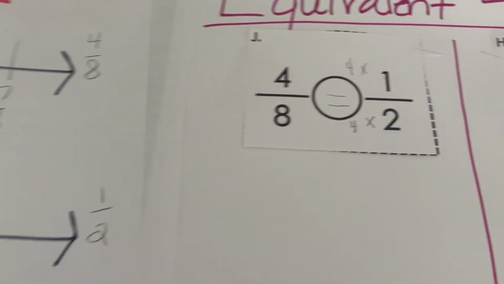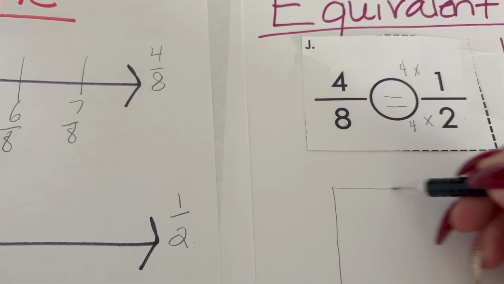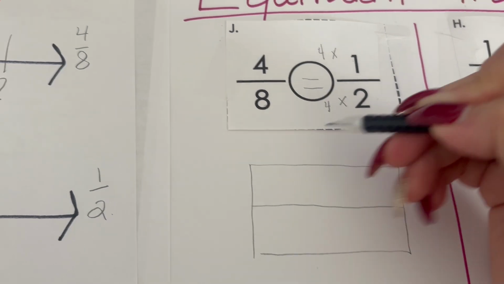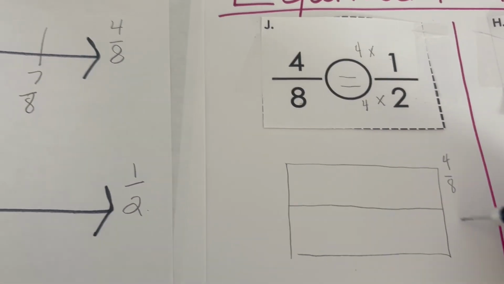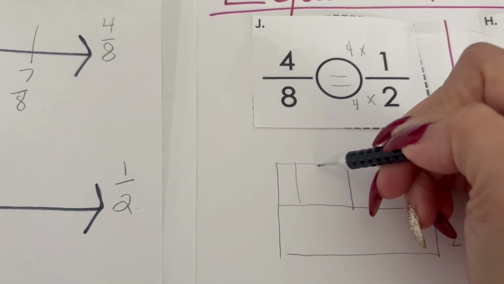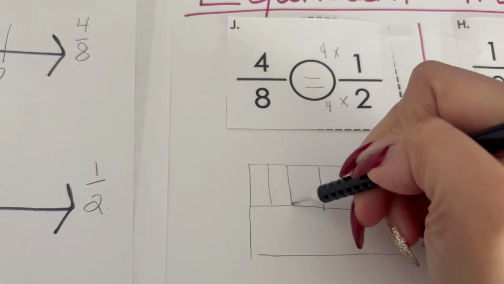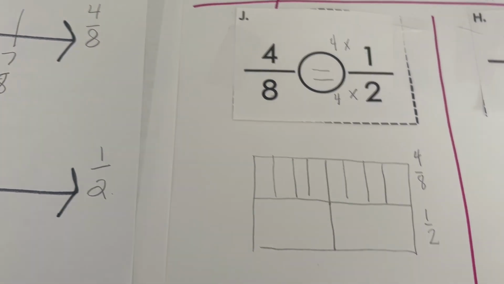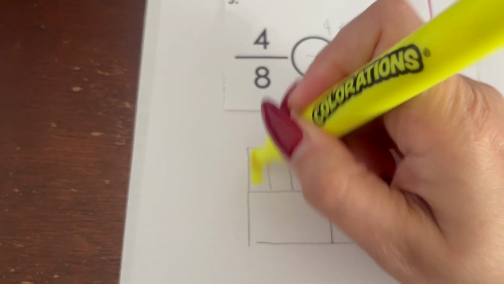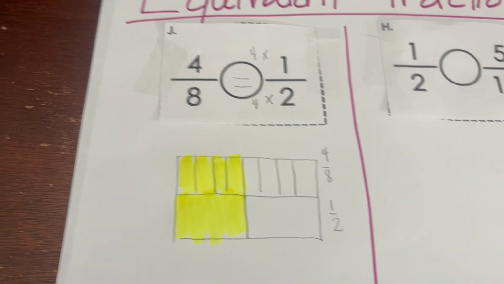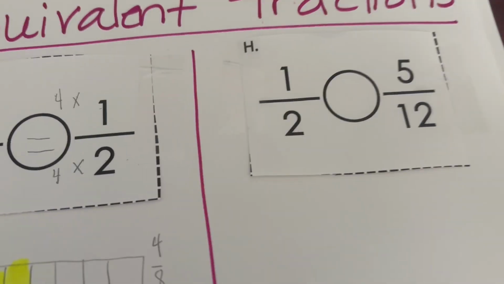Another way would be to use fraction strips. Okay, so I can draw my fraction strips here. I'm going to do 4/8 here and 1/2 here. So that would be 4/8 there and then 1/2. And then I would color those in. 2, 3, 4, and then 1/2. And those are equal.